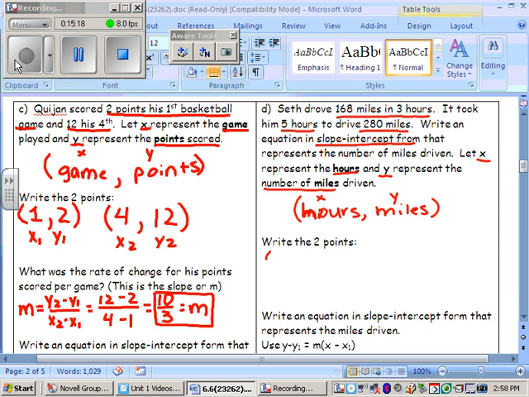Okay, so what would be one ordered pair? Well, let's see, the first hours they mentioned is 3 hours, and then the miles is 168. That's our first point. The second piece tells us that we have 5 hours, and that 280 miles were driven. So now that we've established our first 2 points, we can then write the equation like we did in the previous example by finding the slope of those 2 points and then plugging in the slope and one of the points into the point-slope formula. So let's take a look at that.